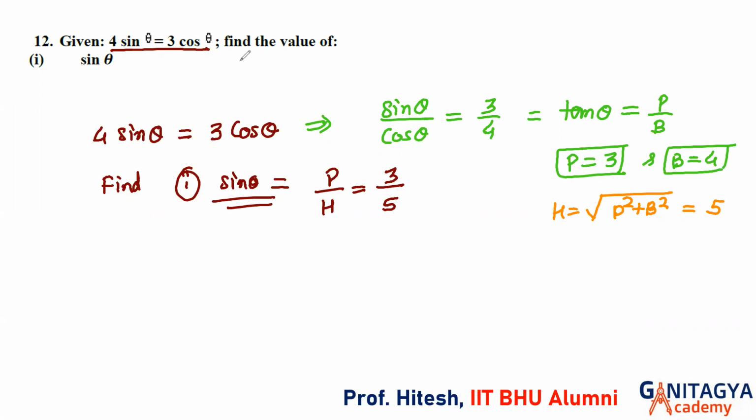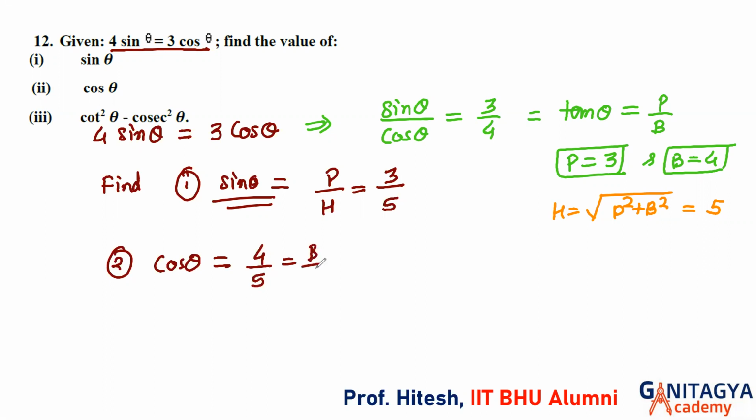Perfect, very nice. Let me give you more questions also. Next we have to find out cos theta, then we have to find out cot square minus cosec square theta. Try to solve it, I will solve it here. Number 2 is cos theta, very easy. So cos theta will be 4 upon 5, that is base upon hypotenuse. So A is done, B is done.